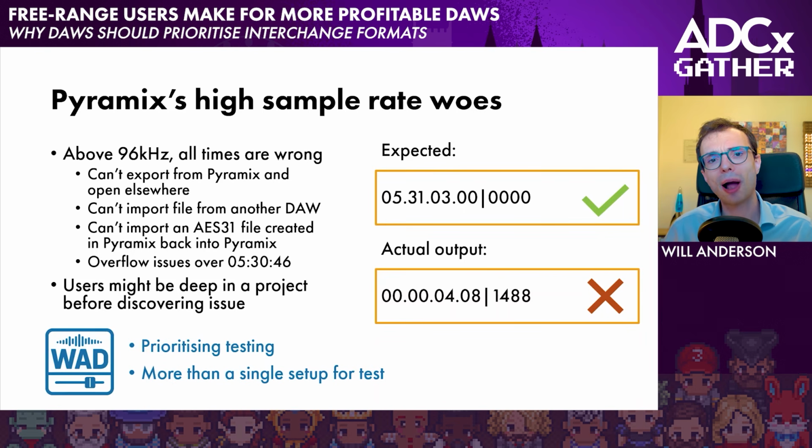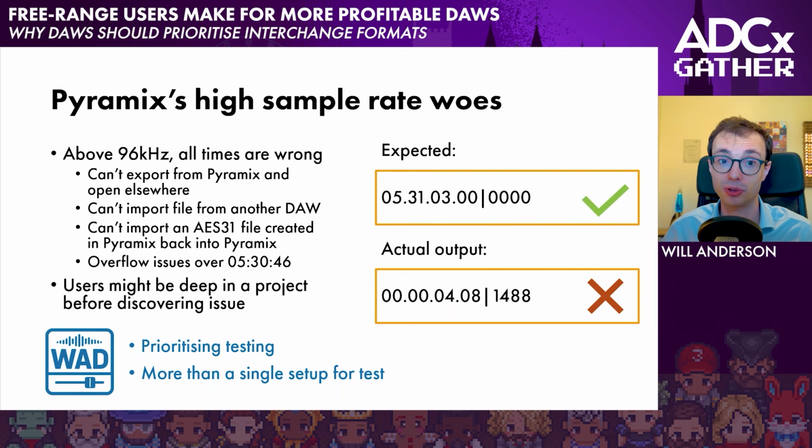So, how can WAD avoid similar issues? By testing. Realistically, this issue could have been caught with relatively straightforward testing, but it does highlight the need to test with more than a single setup. If WAD only tests exports at 44.1 kHz, or with 24-bit audio, or projects that only use the first 10 minutes of a timeline, then we might not catch issues like this.